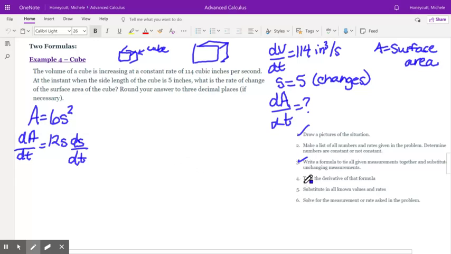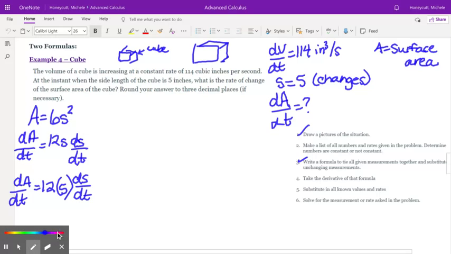And then it says substitute in everything I know, and I am asked for dA/dt. So dA/dt equals 12. They tell me that s is 5. And then they don't give me ds/dt. Okay, so I have to find what ds/dt is. I need ds/dt, so that means I need another formula to figure it out. So let's try, and s, by the way, is the side length. So we need to figure that out.